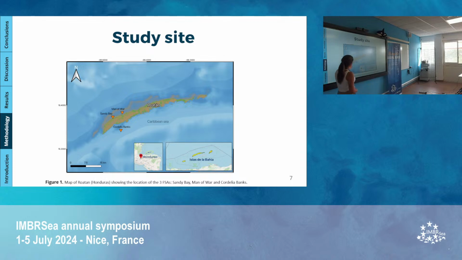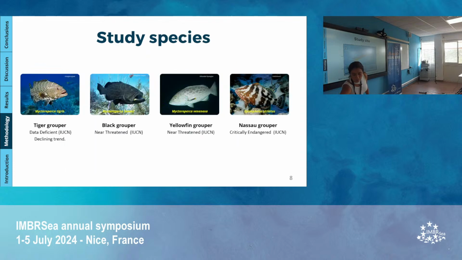So these are the 3 study sites: Manuar, Sandy Bay, and Cordelia Banks. These are the 4 study species: the tiger grouper, the black grouper, the yellowfin grouper, and the Nassau grouper that we can find in these 3 sites. These are important commercially and as a food source.